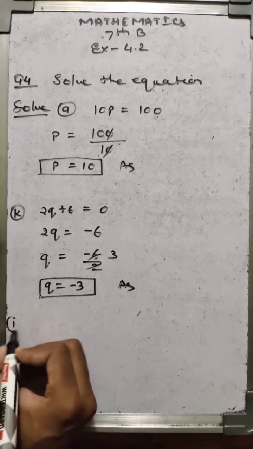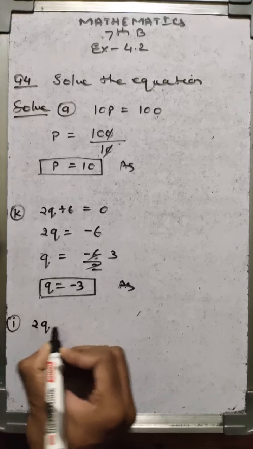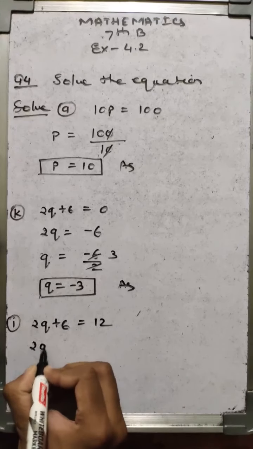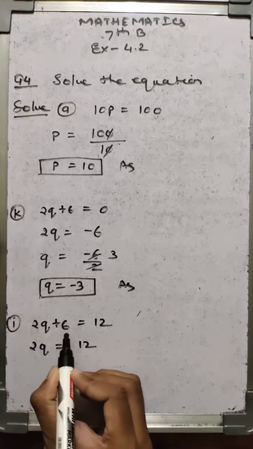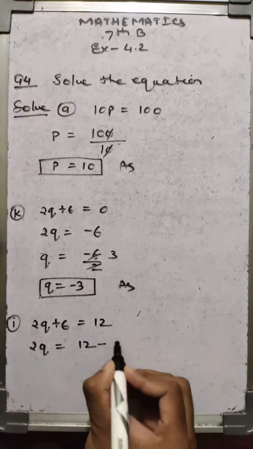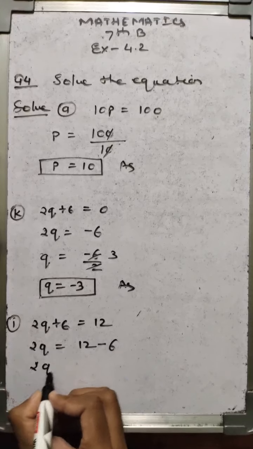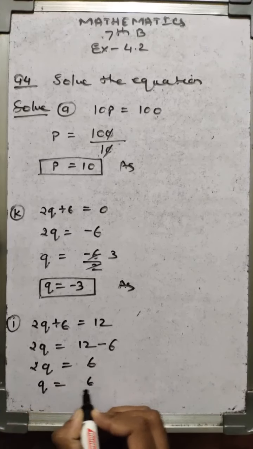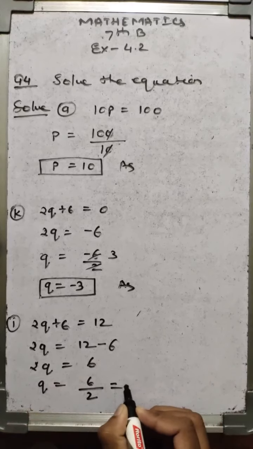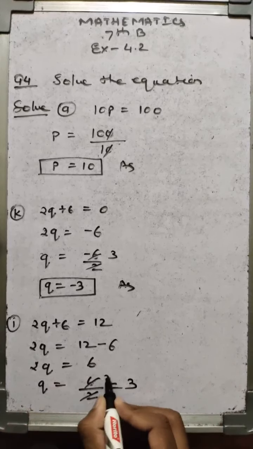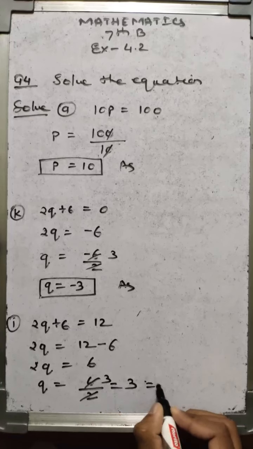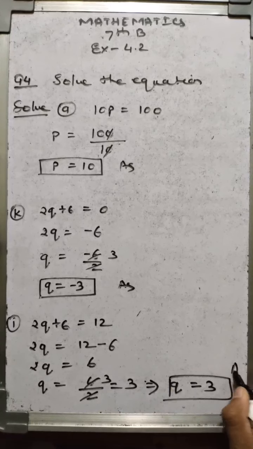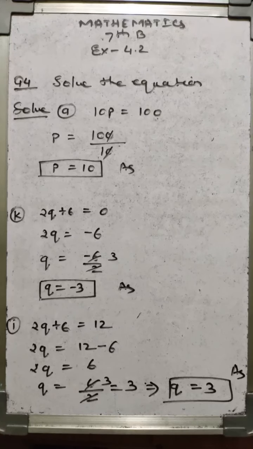Now the last one, I. 2q plus 6 is equal to 12. Okay, so 2q is equal to 12. When I transpose this 6 to this side, it will become -6, and 2q will be equal to 6. So q will be equal to 6 divided by 2, and it will be equal to 3. So the value of q we get here is 3. This is your answer. See, these equations are really easy to solve.